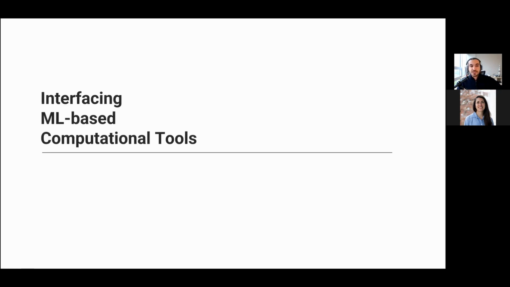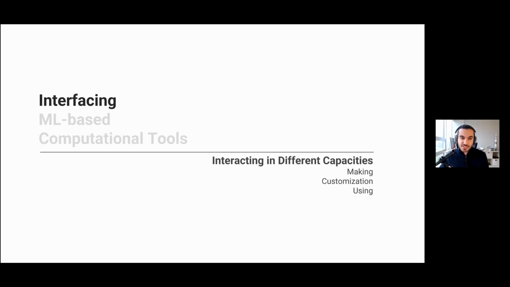So good. I just want to clarify some of the terms I'm going to use. These are not definitions. These are actually a kind of defining the scope of discussion today. So I want to say what is an interface that I'm talking about today, what does ML-based mean, and what type of computational design tools I'm talking about. First of all, let's start with interfacing. What do I mean when I say interface?